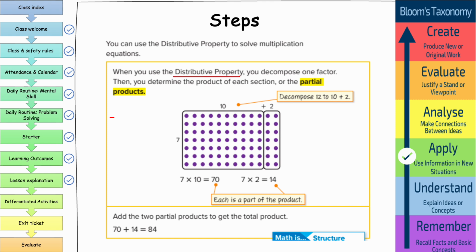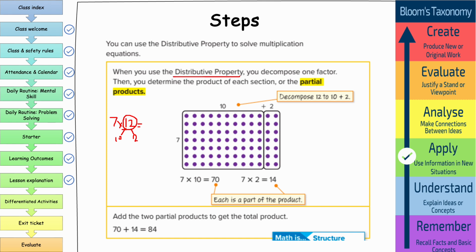For example, I have 7 times 12. So what I need to do is decompose the 12. When I decompose it, it will be 10 and 2. It can also be 6 and 6, but we will not be using it for this question because 10 and 2 is easier to multiply. So I did the first step. I decomposed one factor from the question. Then I need to determine the product of each section, or the partial product.